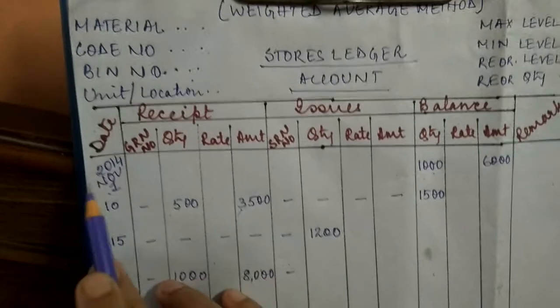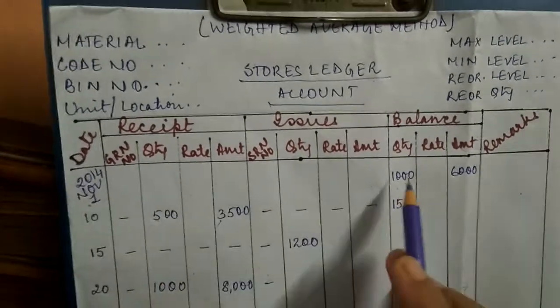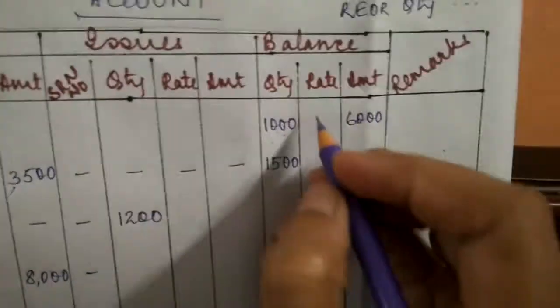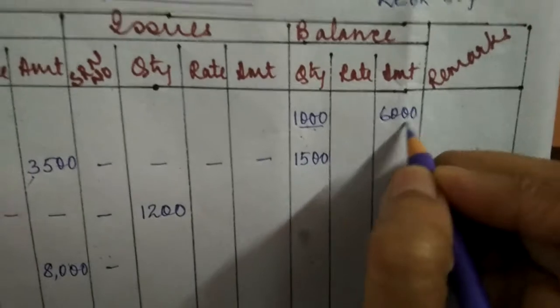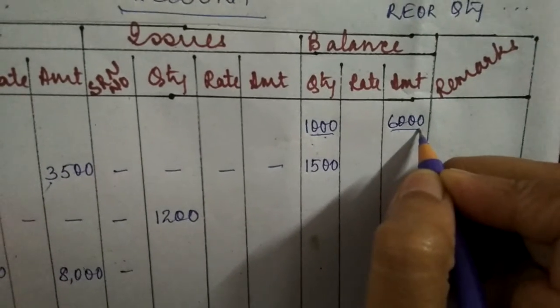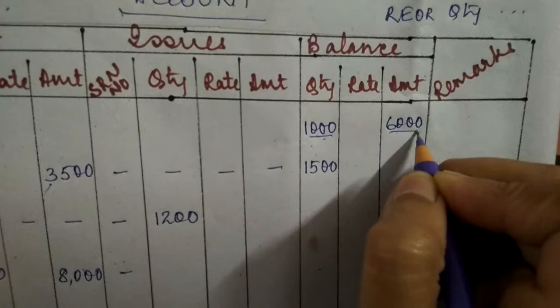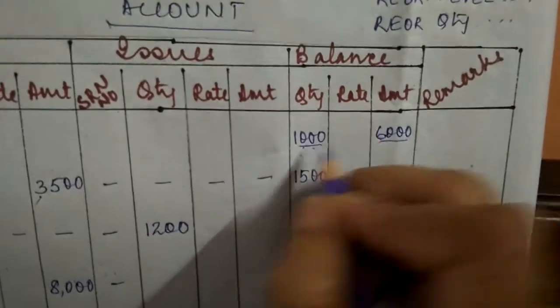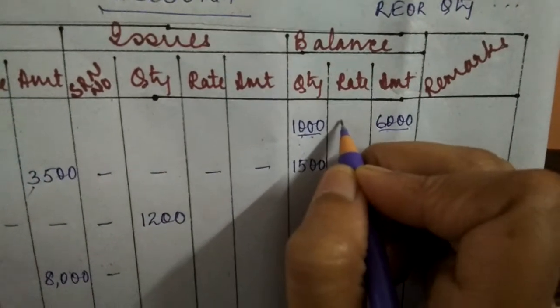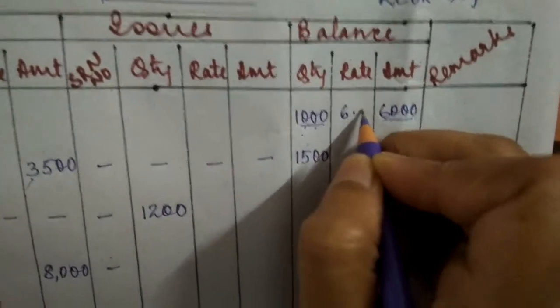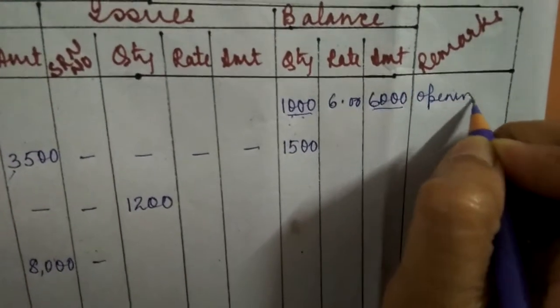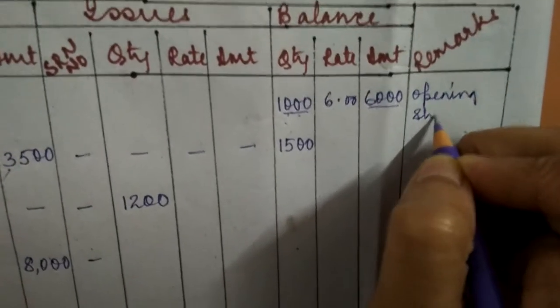2014. Now on 2014, November 1st, this was the opening balance we were having. See, this was the quantity, and this is the rate which is given, and the amount is given over here. How to find out the rate? We will divide this 6000 by this 1000 so that we will get the rate. When we divide, we get 6 rupees, and in the remarks you will write opening stock. This is our opening stock, or opening balance, both are correct.